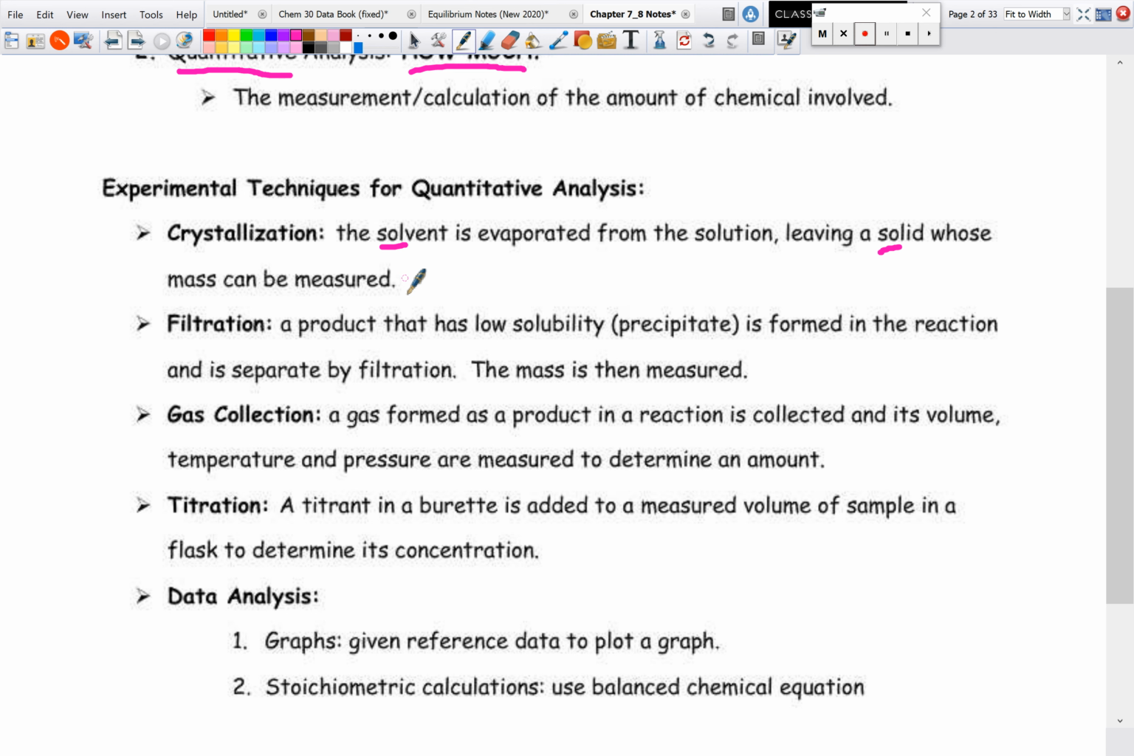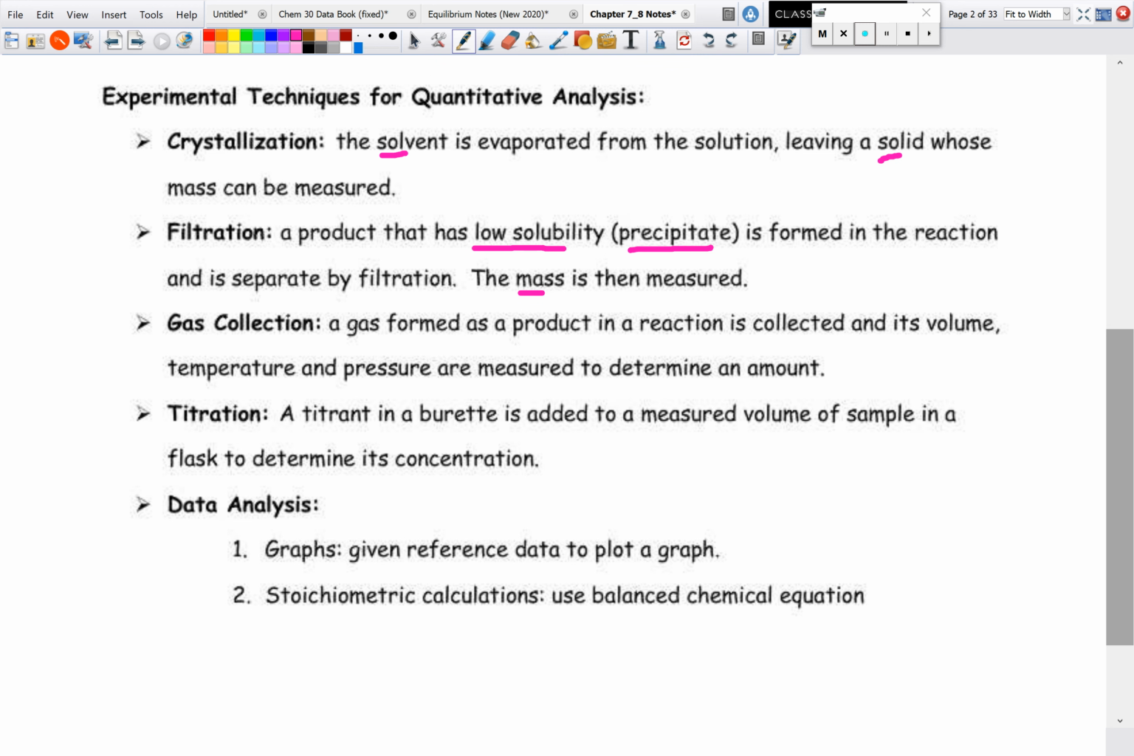From that mass, that is how much of something, we can use it for calculations. Filtration is the same thing. We form a product with low solubility, which we call a precipitate. It's formed in a reaction, and then we separate it by filtering it, and the mass can then be measured. Same thing, we have a mass, we can figure out the quantity. Gas collection is if we have a reaction where gas is formed or used. A gas formed as a product in a reaction is collected, and its volume, temperature, and pressure can be measured to determine the amount using the ideal gas law.